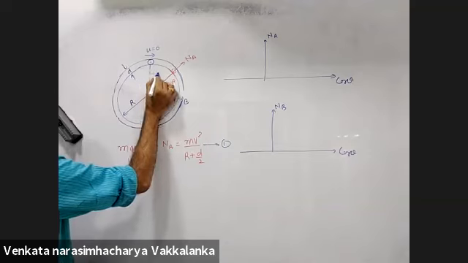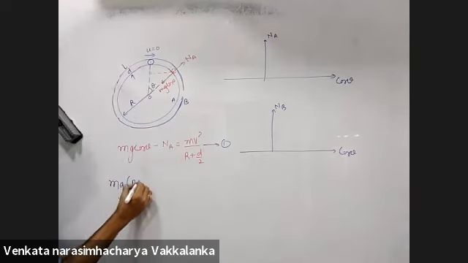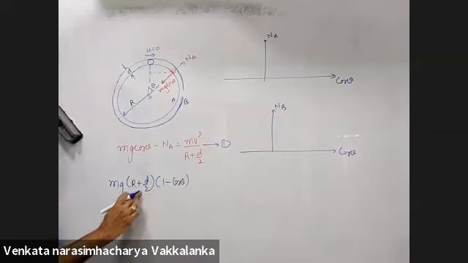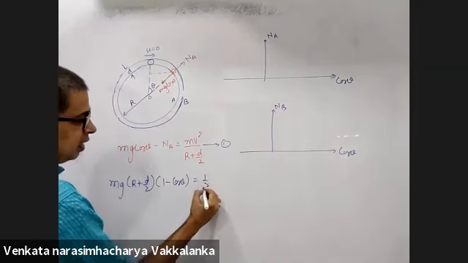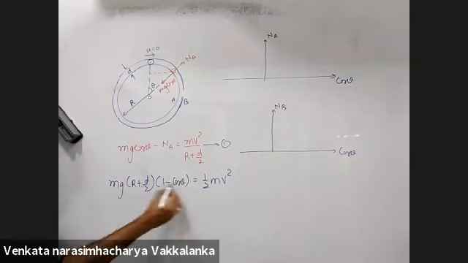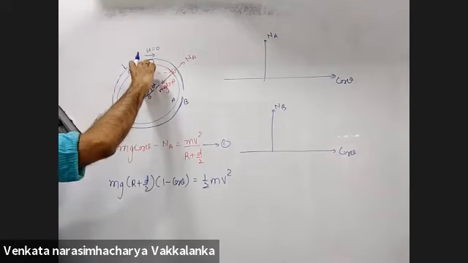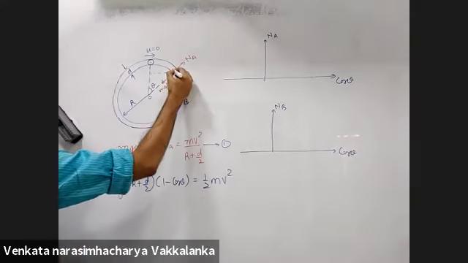The vector sum of all the forces towards the center will be equal to mv square by r. Next is conservation of energy. The loss in potential energy is mg into R plus d by 2 into 1 minus cos theta, which should be equal to half mv square. This is the radius, radius minus radius cos theta.